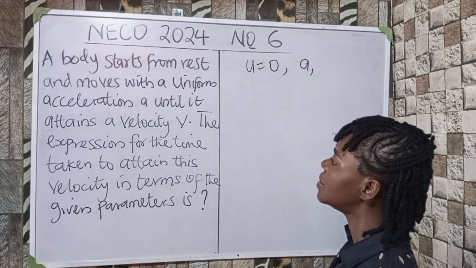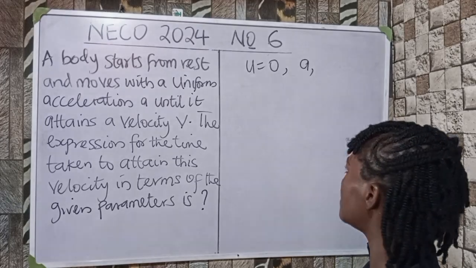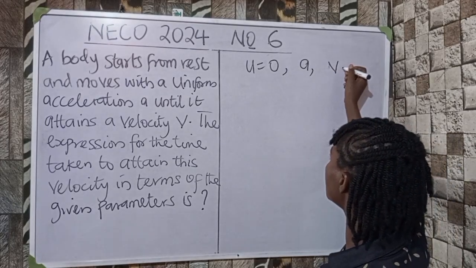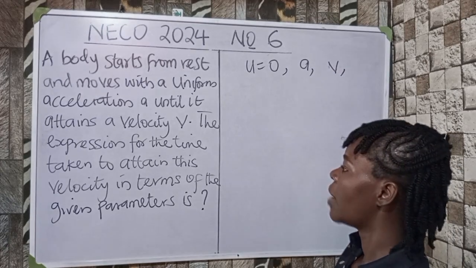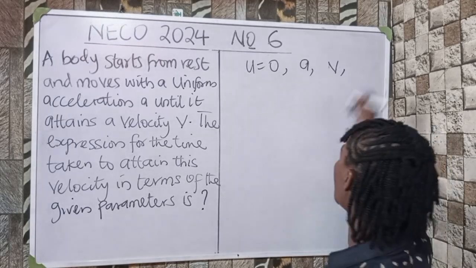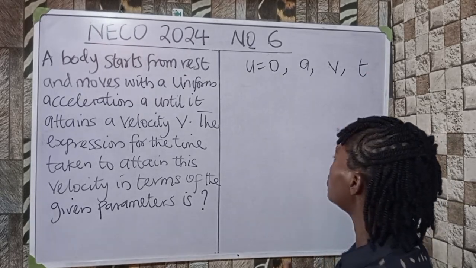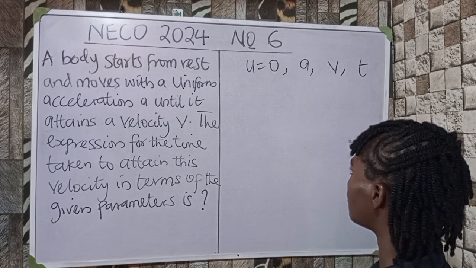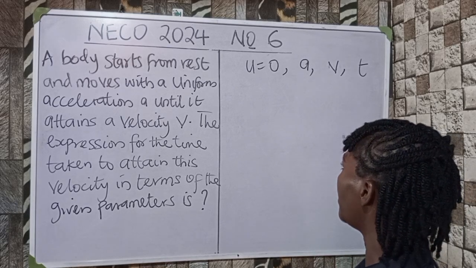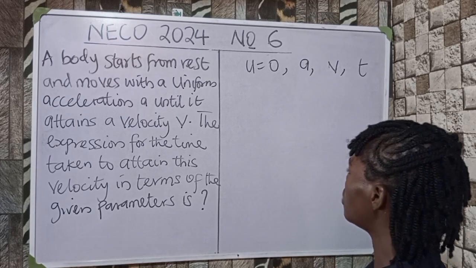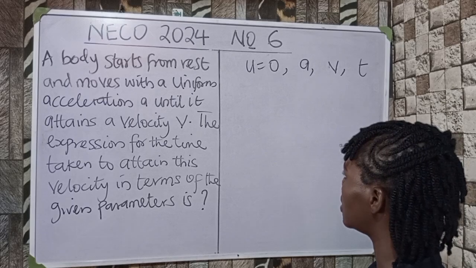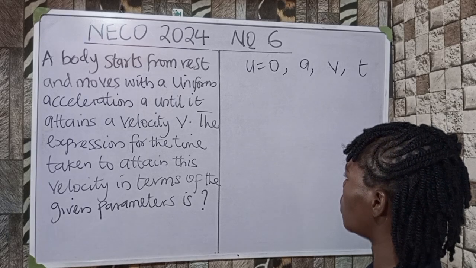A. Now it attains a velocity v. We have final what? Velocity. We are asked to find the what? The time. Okay. Looking at the expressions we have, or the parameters we have, we are going to look at the first equations of motion. Let's see whether it's going to work out with what we have.